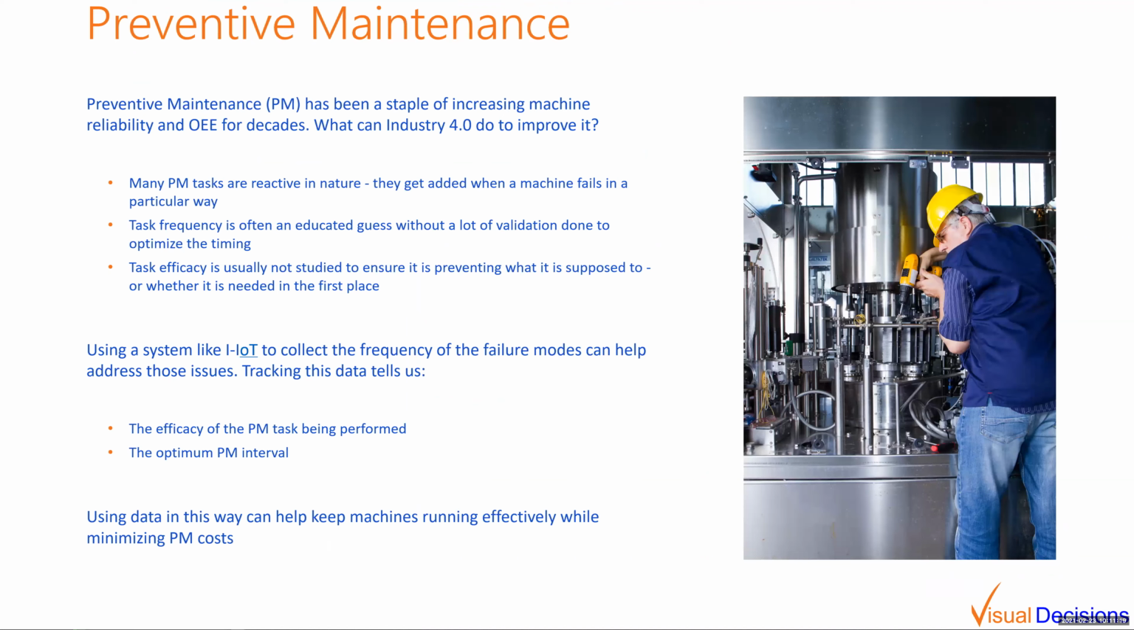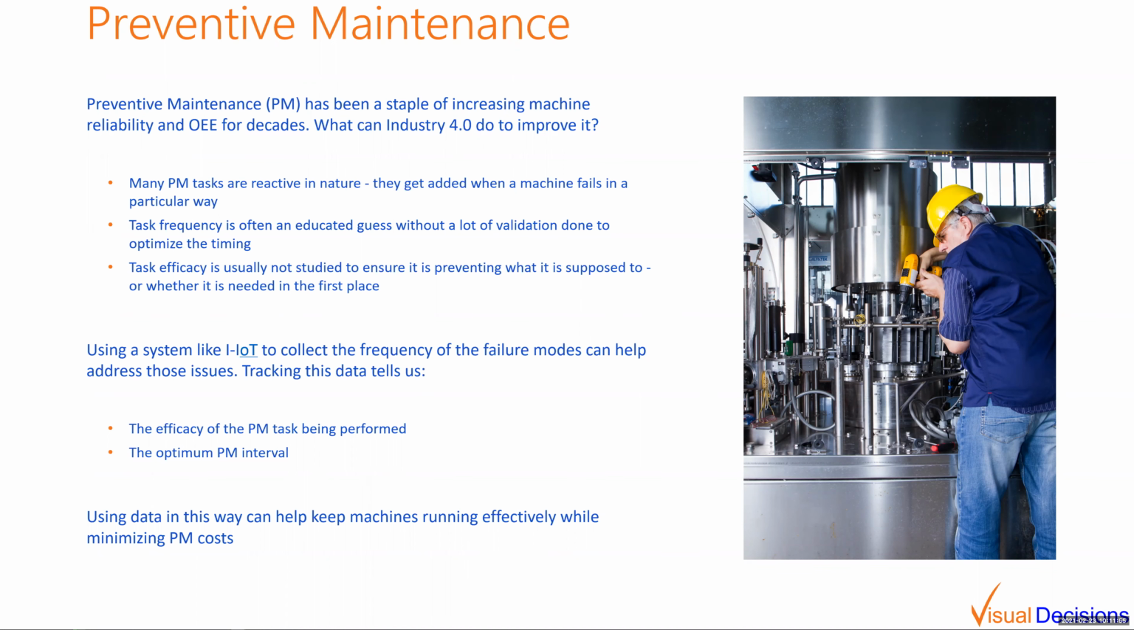From a preventive maintenance point of view, PM has been a staple of increasing machine reliability and OEE for decades. For such a well-established process, you might ask what Industry 4.0 can possibly do to improve it, and it's a lot, actually. A lot of different PM tasks are reactive in nature. They get added when the machine fails in a particular way, and so now I'm going to put a PM task in place to make sure that never happens again.